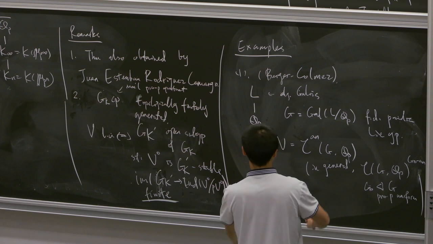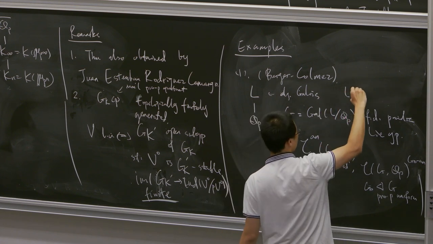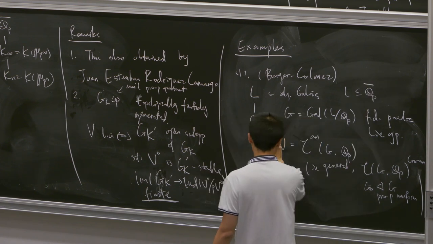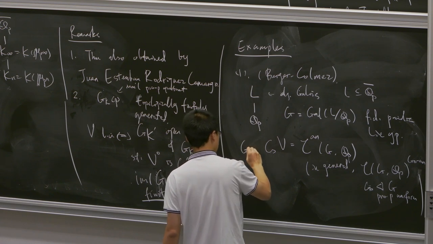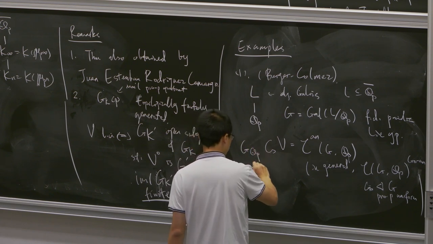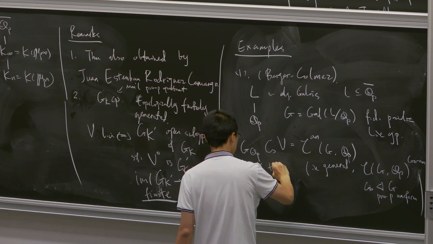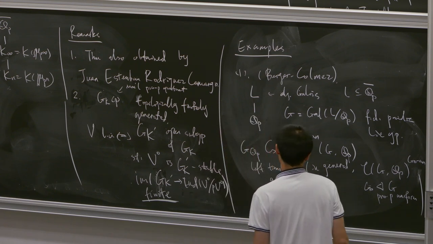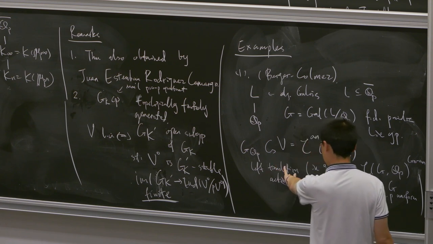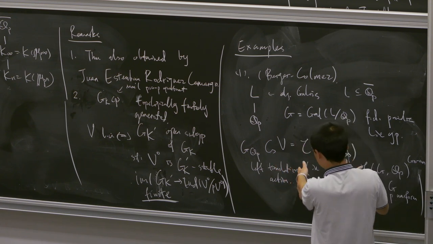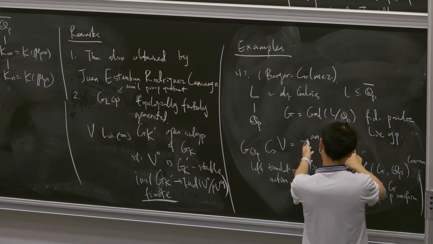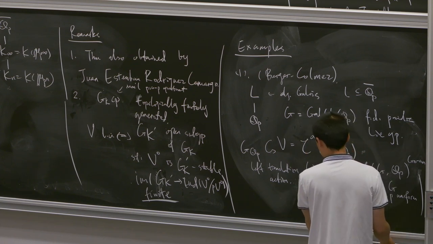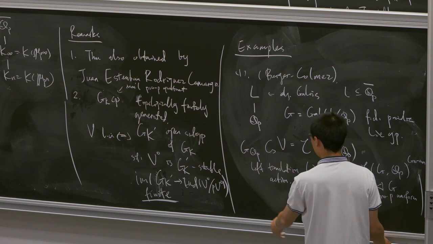And you can check that, well, I fixed an embedding inside Qp bar, so I can regard this as an action of this representation G_Qp, the left translation action. And you can check that this action is locally analytic. Well, this is almost, in some sense, by definition, in the sense of Sen theory, but we will also come back to this later.